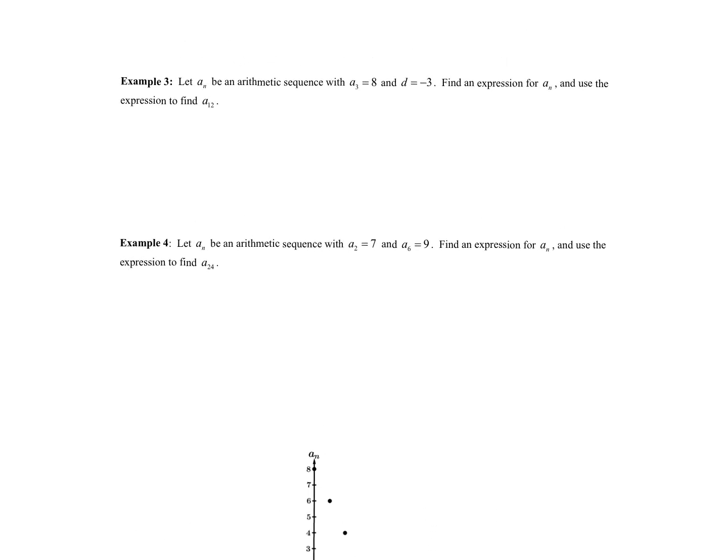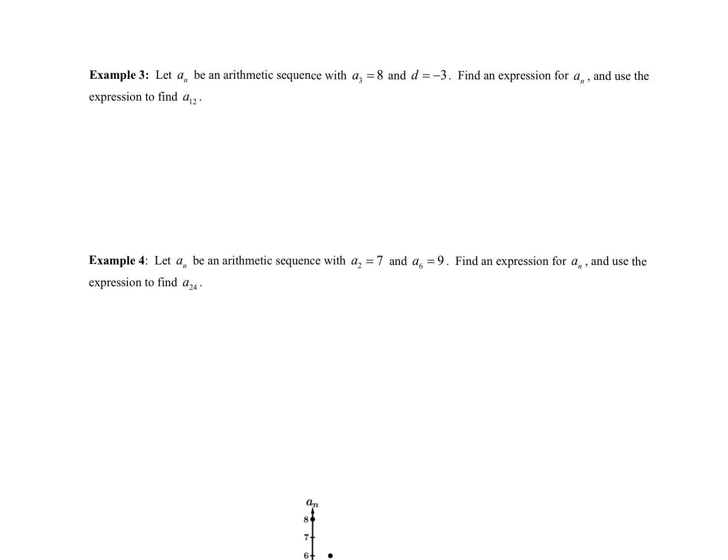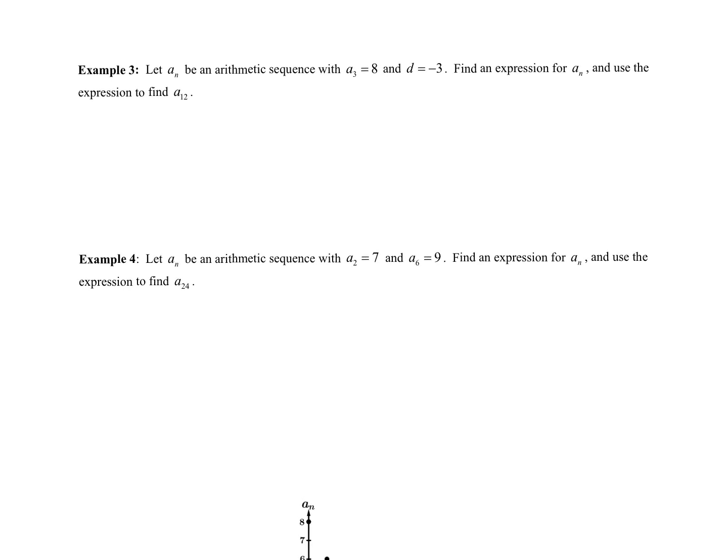All right. So let's look at this one. Kyler's going to be my reader. Keep going. Let A sub n be an arithmetic sequence with A sub 3 equals 8 and d equals negative 3. Find an expression for A sub n and use the expression to find A sub 12.